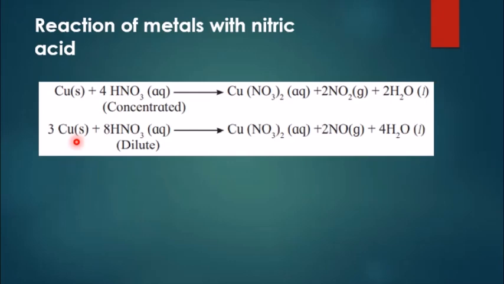Now if we treat the copper with dilute nitric acid, we again get a salt, that is copper nitrate, we get NO, and we get water. So this is the reaction. We can conclude from this that nitrate salt and the oxides are formed when you treat metals with nitric acid.